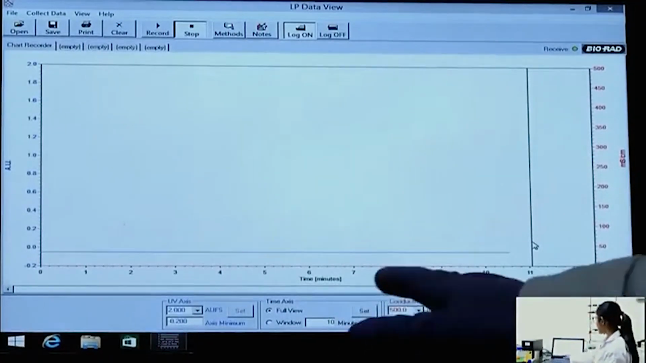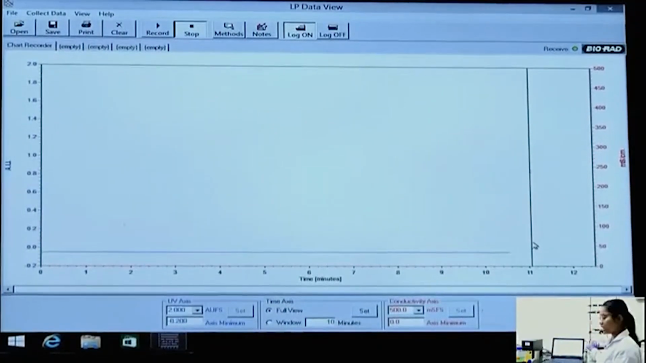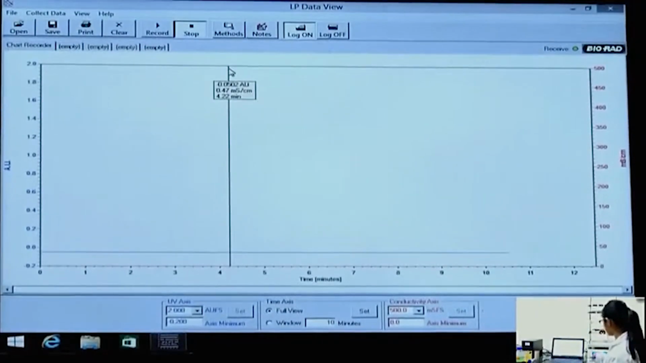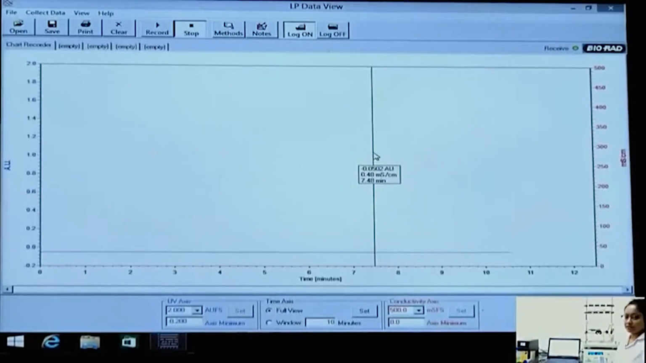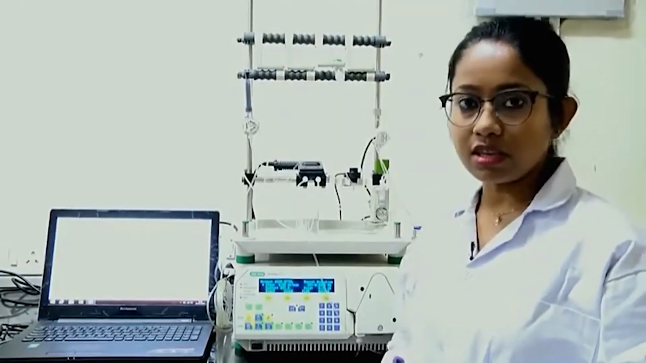So, now that I have a flat line and the system is almost clean with deionized water, I will stop it now, and then I will start running a buffer. So, what is this buffer? Basically, we need 2 buffers for this His-tag affinity chromatography. One is the wash buffer. In the case of the wash buffer, it is basically the same buffer in which your protein is present right now.